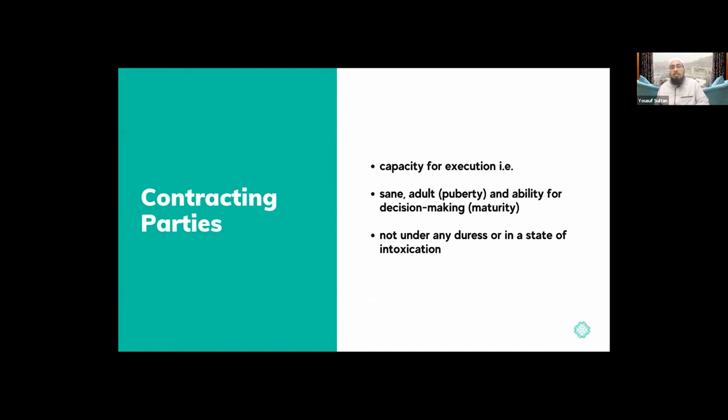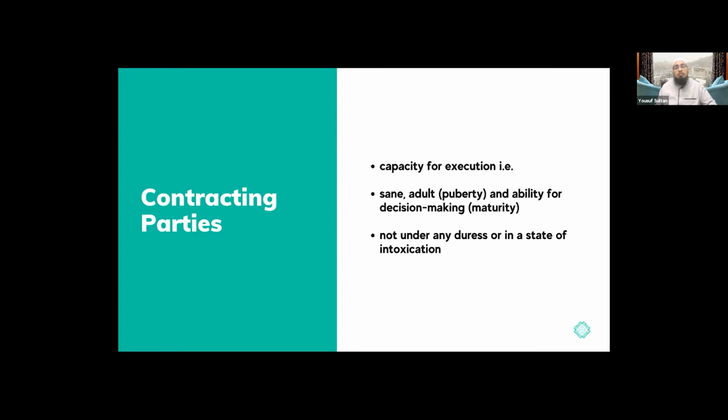Then for the contracting parties, the basic condition is the capacity to execute the contract. Now, how will we translate capacity? Capacity is translated into sanity. For example, he's sane, he's good in his mind, he's an adult, or he's matured. Adult meaning in terms of age, he has reached the age of puberty, or maybe he hasn't reached that age, but he's matured, in the sense that he can decide what is best for himself.